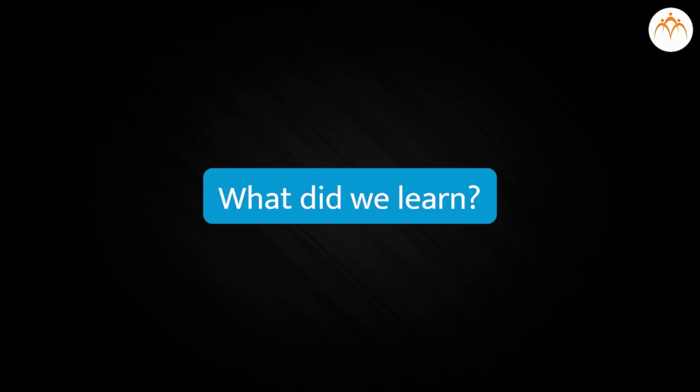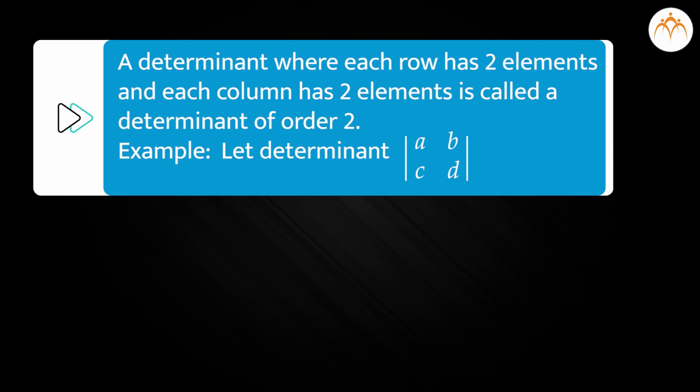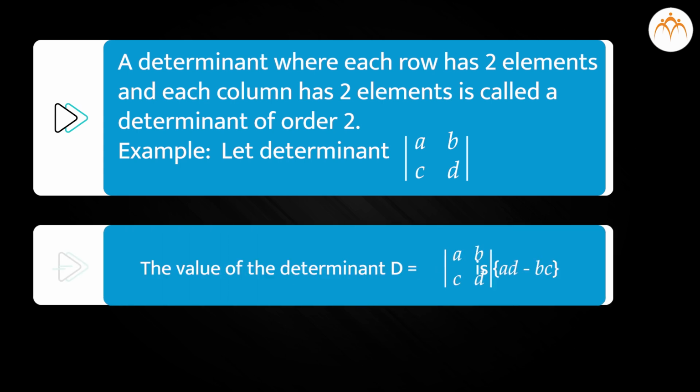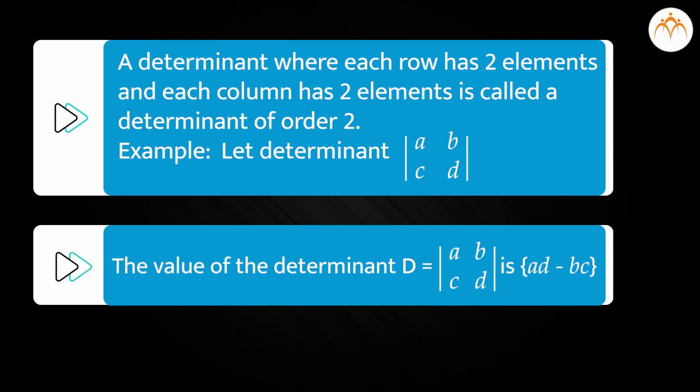What did we learn? A determinant where each row has two elements and each column has two elements is called a determinant of order 2. Example, let determinant D is equal to a and b, c and d. The value of the determinant D equal to a and b, c and d is ad minus bc.